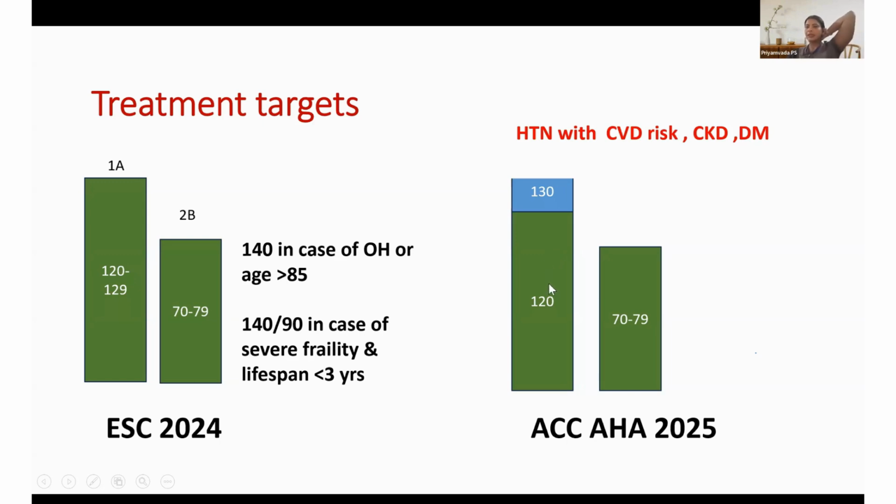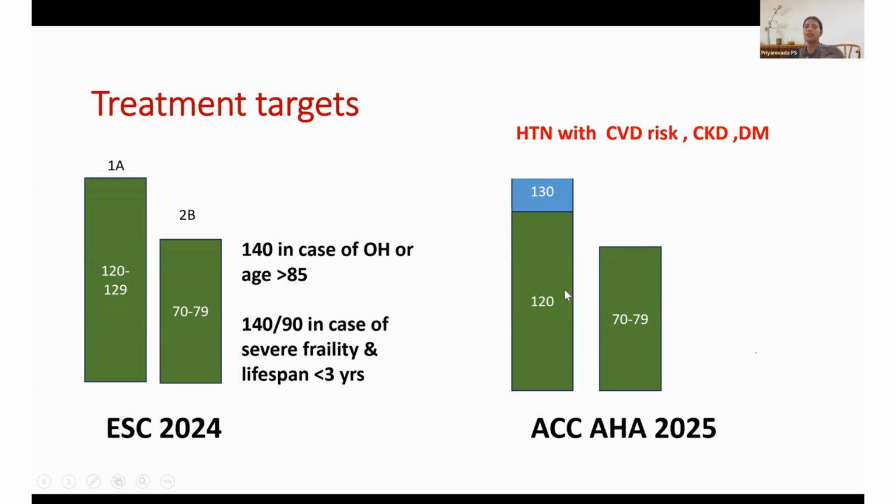And the ACC-AHA guidelines came in 2025, 1 year after the ESC guidelines. The ESC guidance was largely based on the SPRINT trial, which showed that a blood pressure of less than 120 is beneficial, but that was probably the only trial available when the ESC guidelines were published.